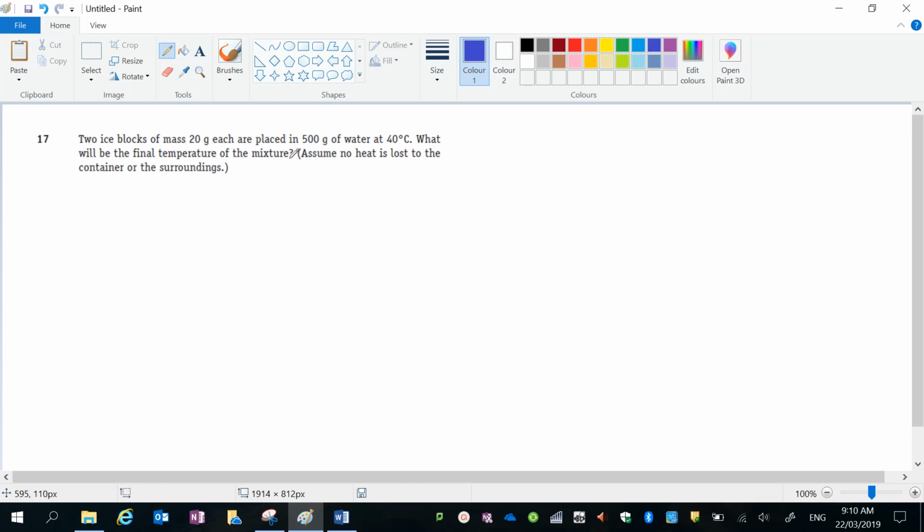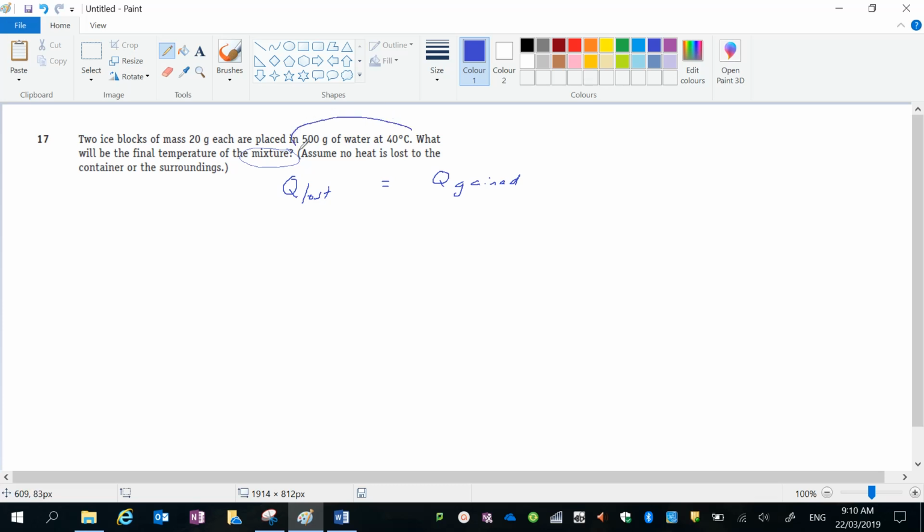First thing, it's a mixture. So that means that the hot thing will lose energy and the cool thing will gain energy. So we can say safely that the energy lost has to equal the energy gained. We're also assuming no heat is lost to the container or the surroundings. So all the energy lost by the warm thing will be picked up by the cool thing.